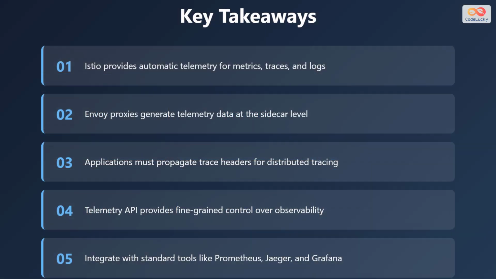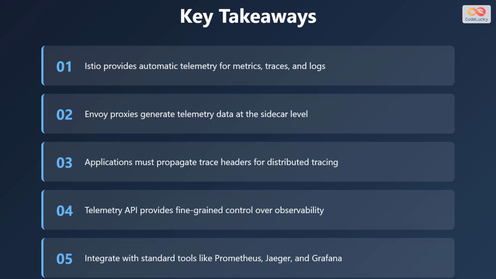Let's recap the key points about Istio telemetry and observability. First, Istio provides automatic telemetry generation for metrics, traces, and logs without requiring changes to your application code. Second, Envoy proxies are the workhorses that generate telemetry data at the sidecar level, capturing all traffic flowing through your services. Third, applications must propagate trace headers when making requests to other services to maintain complete distributed traces across the mesh.